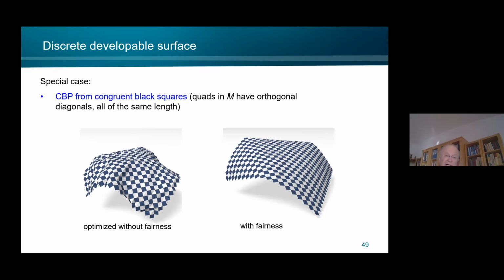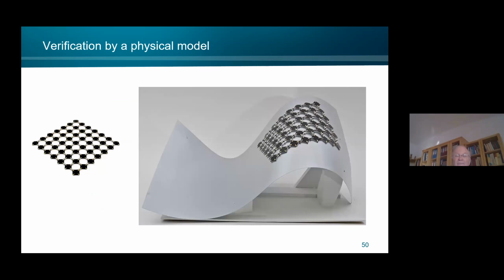This is what our isometric model will make out of it. If we do it without fairness in the optimization, it looks a bit crumpled, which may also be seen as a developable surface, but clearly not the discretization of a smooth one. But with fairness, it is pretty good. This is the case which is very closely related to Rabinovich et al. Here's even a physical model of this checkerboard pattern made from black squares.